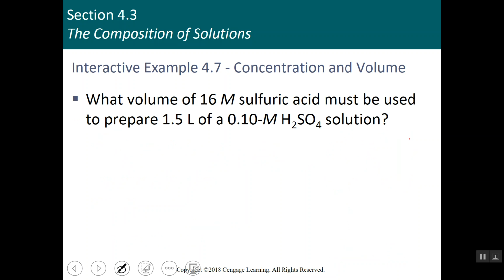So I have a 16 molar solution of sulfuric acid. I want to prepare 1.5 liters of a 0.1 molar solution. So how do I do that?